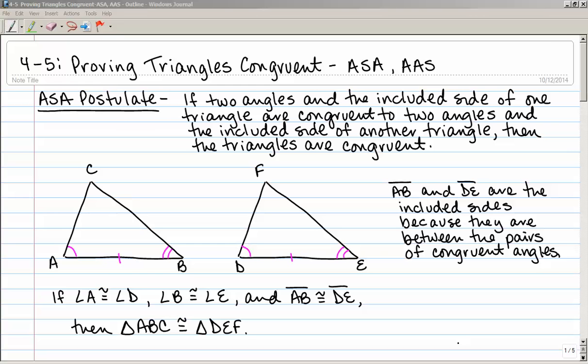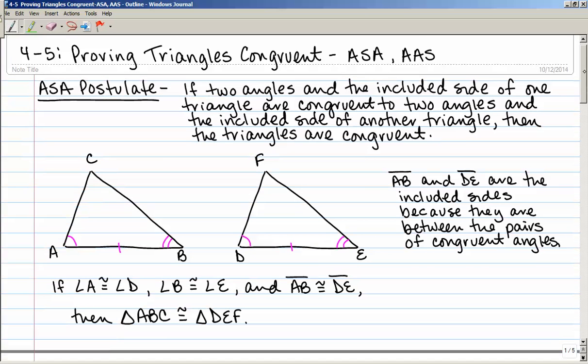Lesson 4.5 is on proving triangles congruent using ASA and AAS. The ASA postulate says that if two angles and the included side of one triangle are congruent to two angles and the included side of another triangle, then the two triangles are congruent.